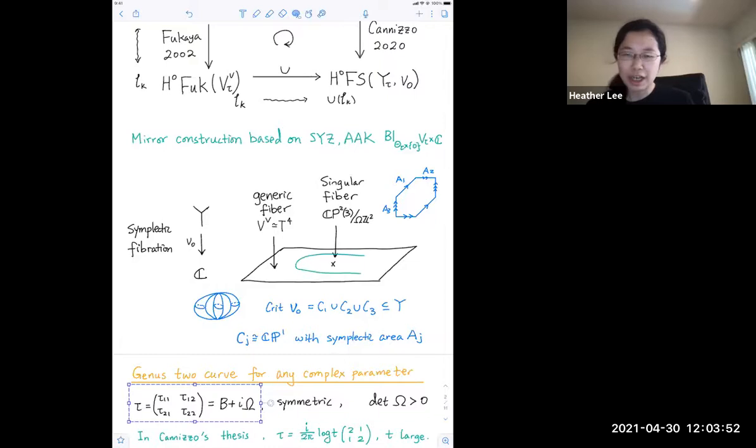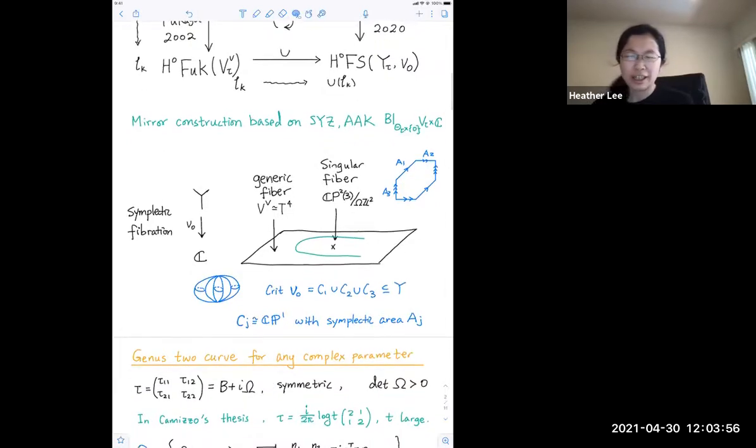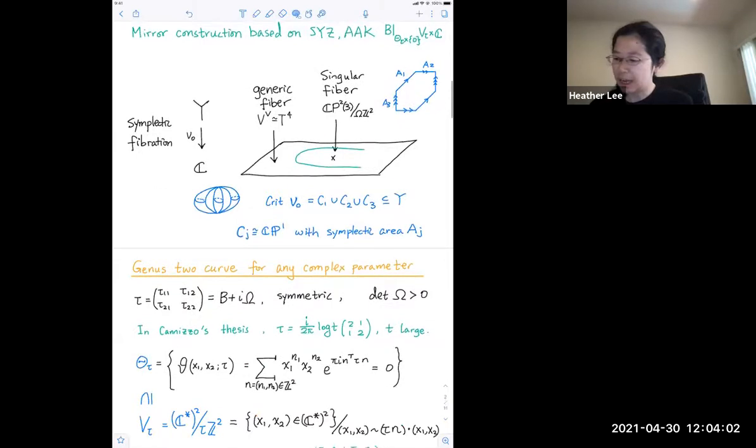In another direction of generalization, we are actually writing another paper on hypersurfaces in abelian varieties of any dimension, that's perhaps more focused on the monodromy computation that we'll talk about later than on mirror symmetry.